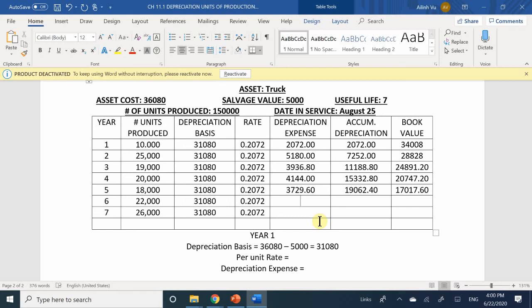Yes, I got 9840. I did not get 98.40. I got 4458.40. So let's do that again. So 0.2072, right? And we're multiplying it by 22,000. Okay. 1207.40. Okay, that looks better. 4,540. There you go. Okay.